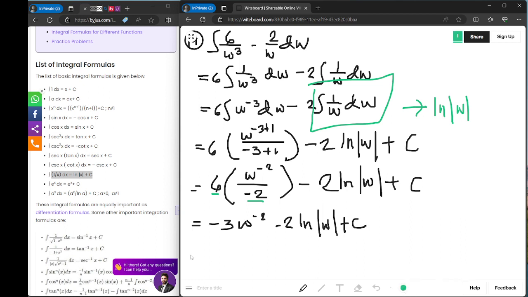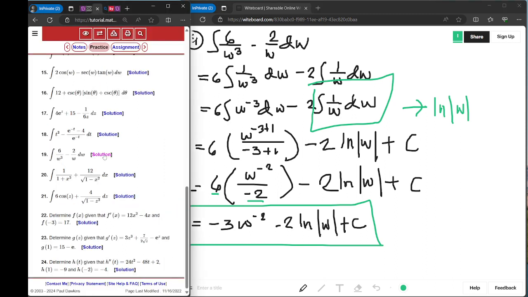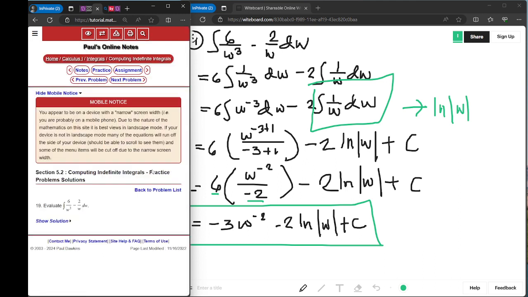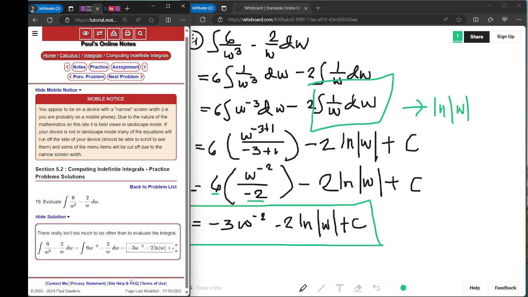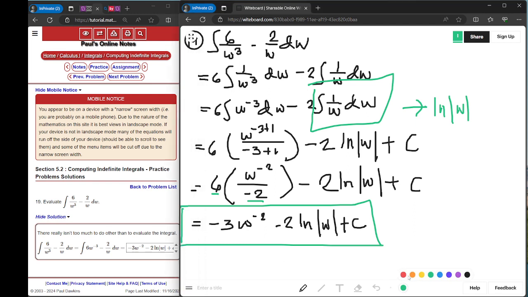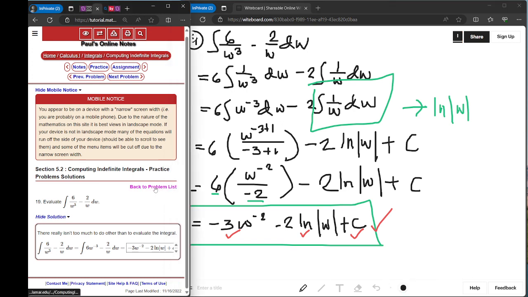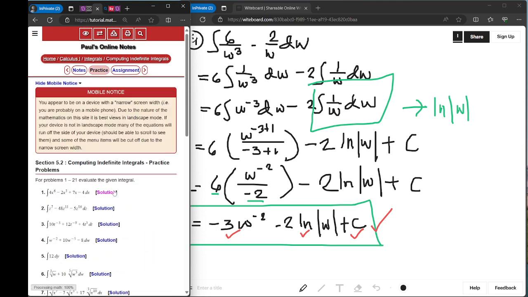So let's have a quick look at the answer to this problem. Number 19: we have negative 3w to the power of negative 2 minus 2 ln w plus c, and we got it right again. Great, so let's solve the next problem.